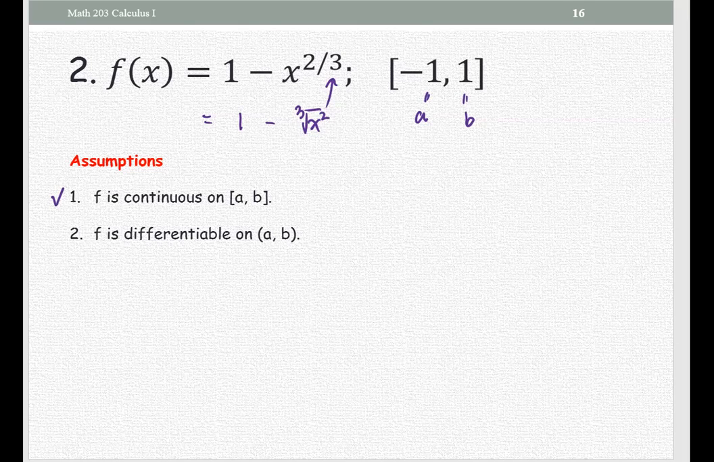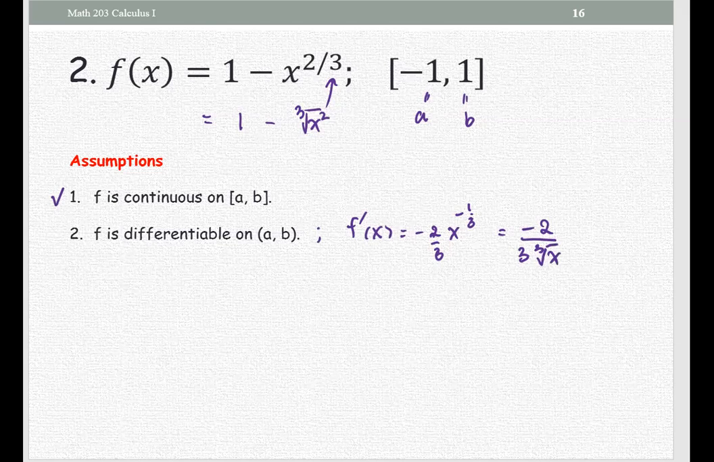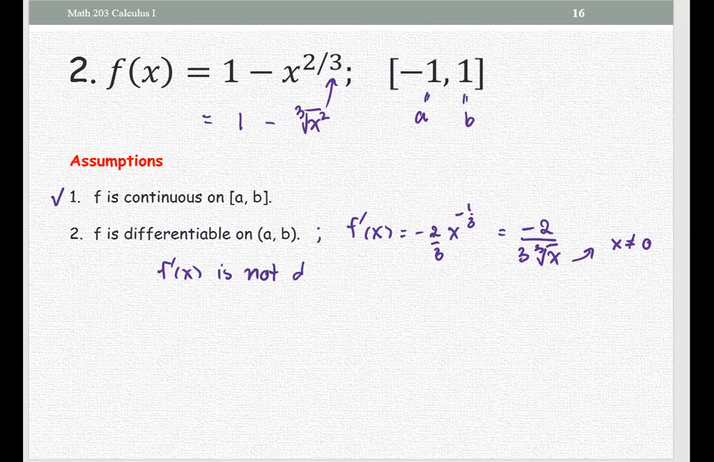Next, is the function differentiable? Let's see. F prime in this case is -2 over 3 times x to the power -1/3, or -2 over 3 times the cube root of x. When you have a rational form like this, the denominator cannot be 0. Therefore, x cannot be 0. That means the derivative is not defined at x equals 0. So f prime is not defined, or we cannot find the derivative at x equals 0, which is a point on the open interval (-1, 1).